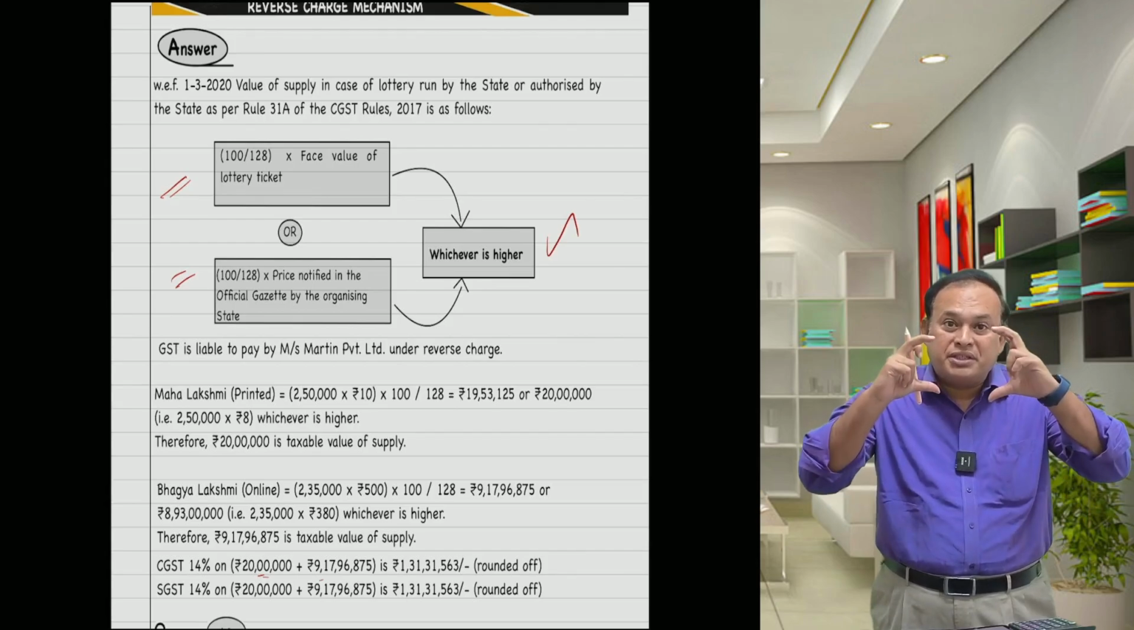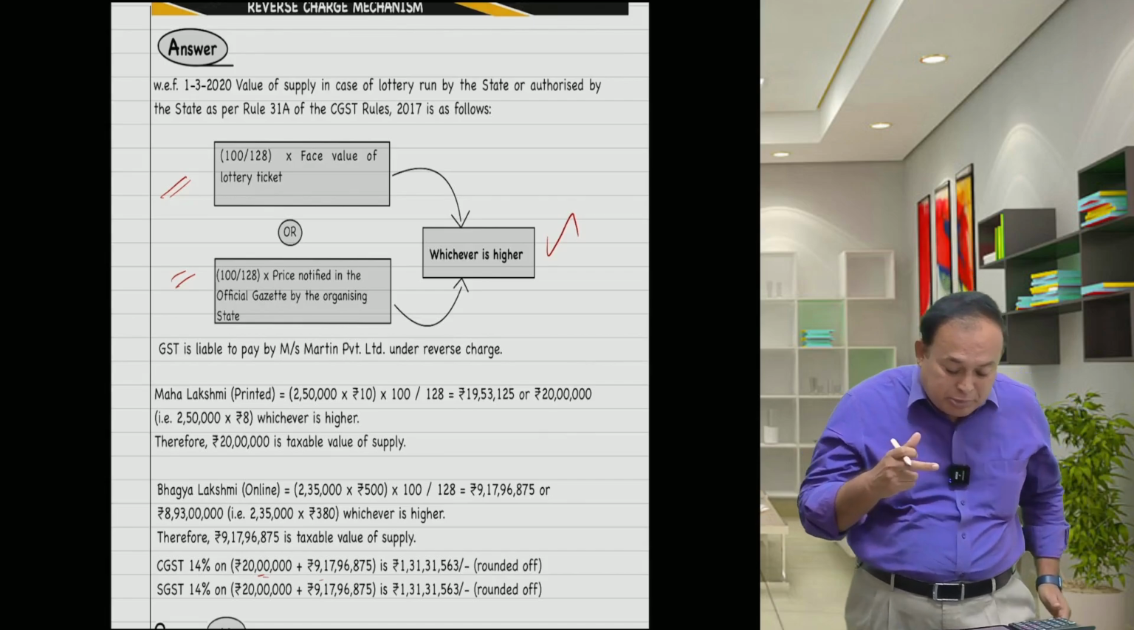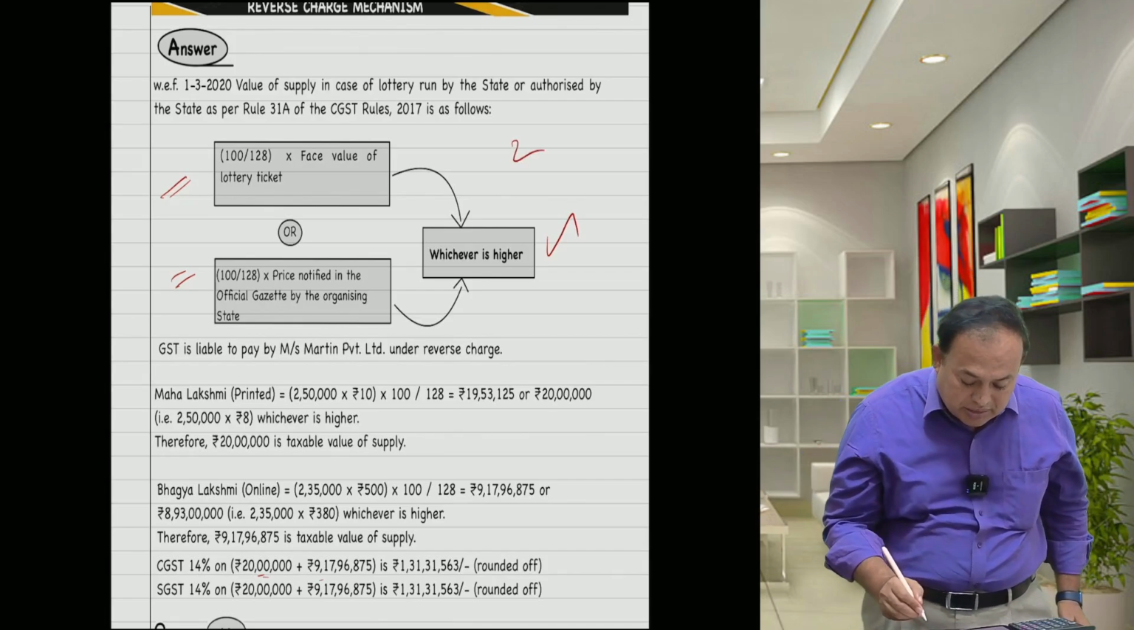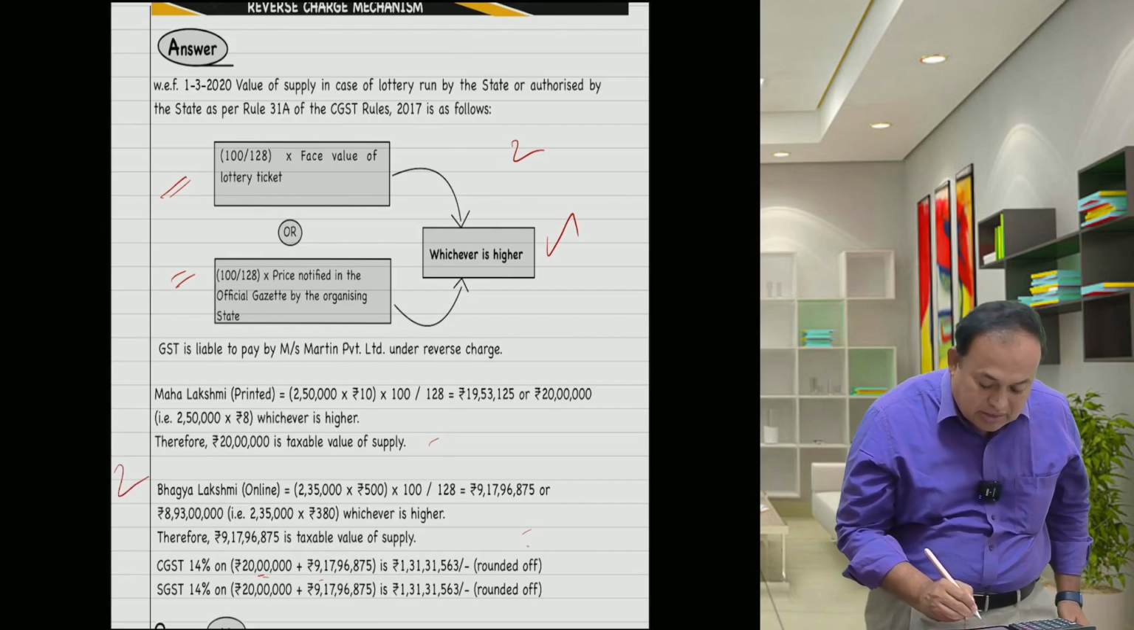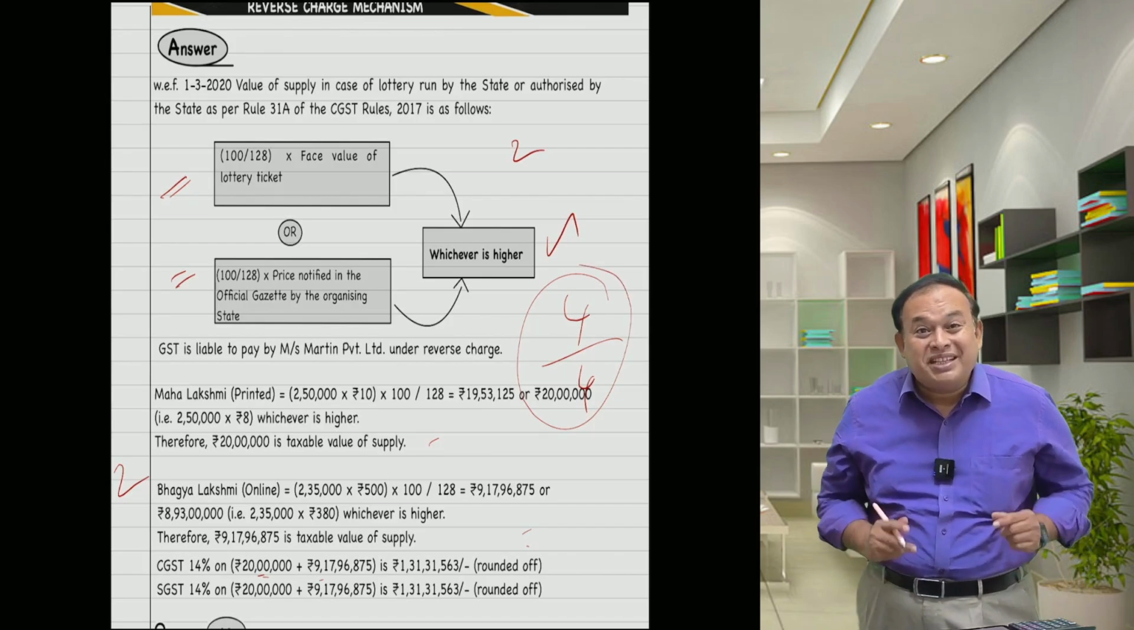After giving the provision, the answer is a presentation. So for this provision, 2 marks. This answer is correct, 2 marks. 4 marks out of 4, you get 4 marks.